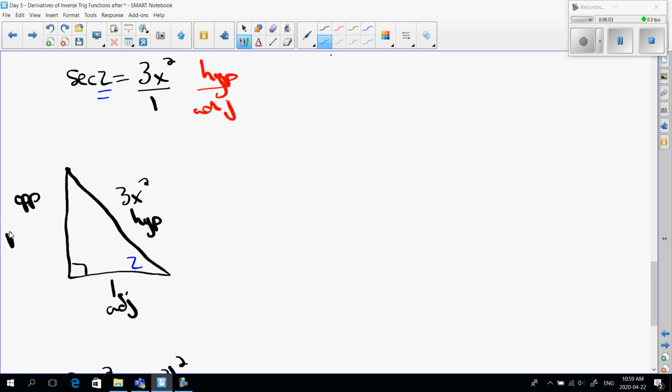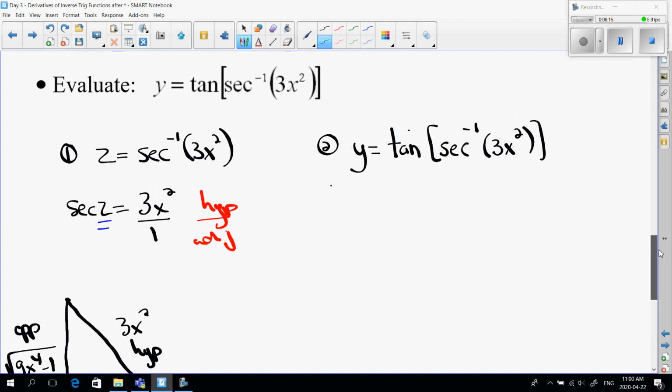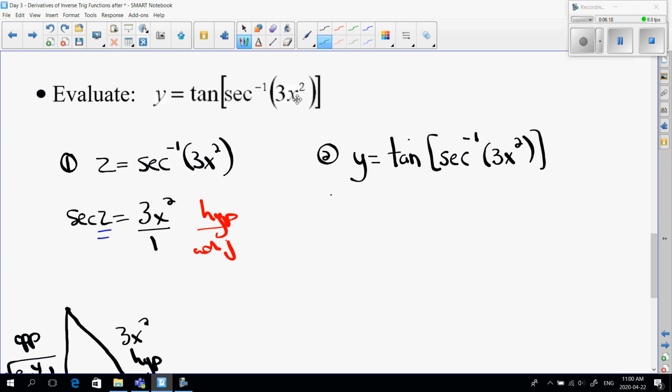The square root of 9x to the fourth minus 1. Okay, now I have all three sides of this triangle. Now I can solve the second question. It says evaluate the tangent of the inverse secant of 3x squared. Well, I know that this inverse trig function is actually equal to z. So I can simplify this equation over here to say y equals the tangent of z.